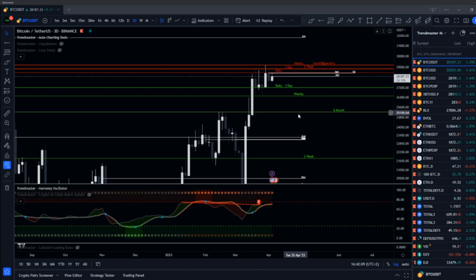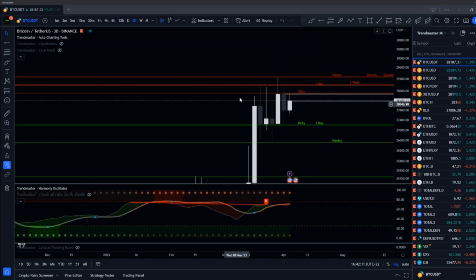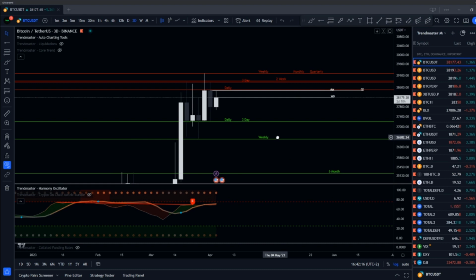Now, I don't usually put a lot of weight on it, except, of course, when the 3-day price action is literally the cleanest of all of the time frames right now. You see that? So keep that in mind. We don't want to see, again, closes under these major levels.